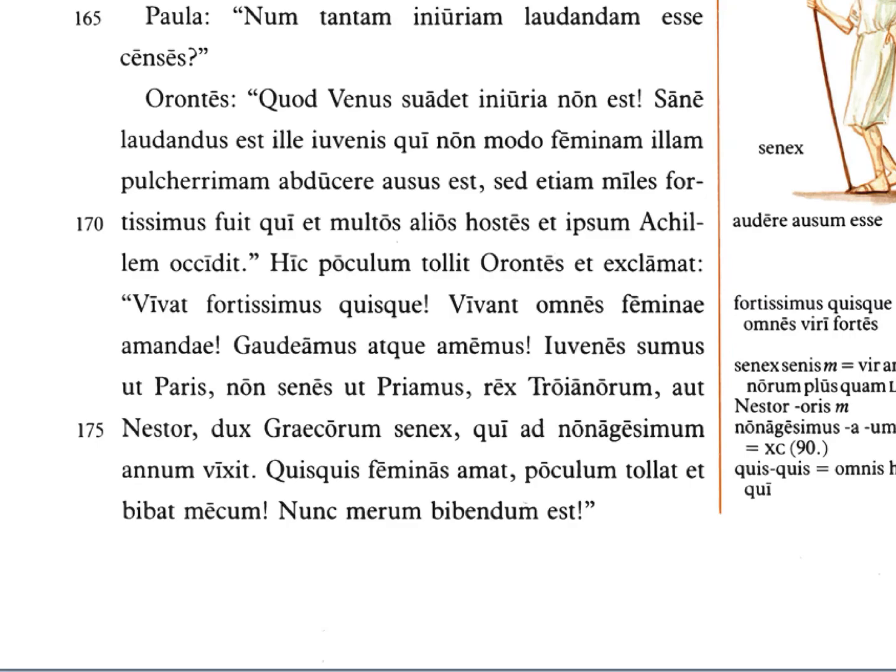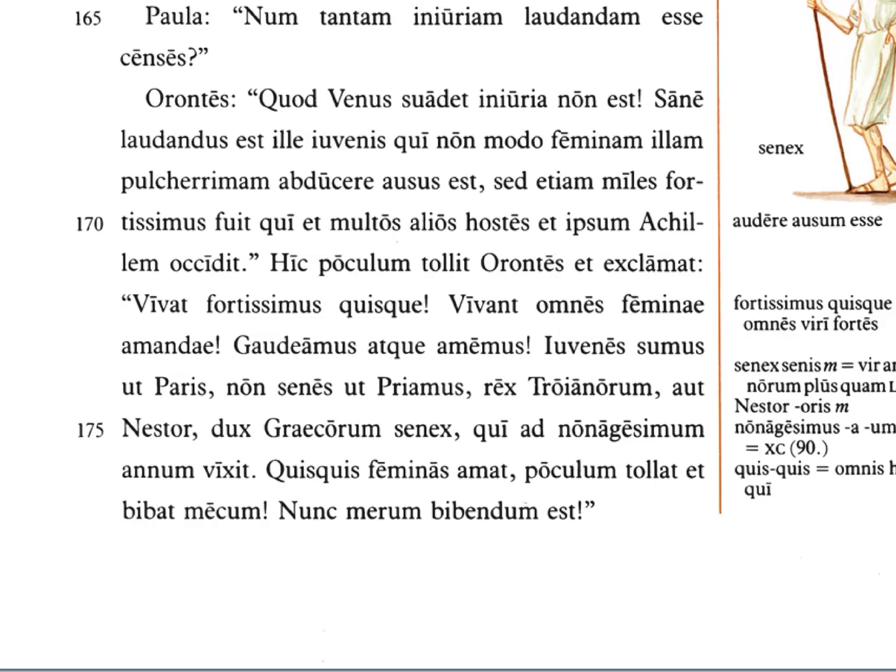Gaudeamus atque amemus. Let us rejoice or be happy, and let us love. Iuvenes sumus ut Paris. We're young men like Paris. Non senes ut Priamus rex Troianorum. Not old men like Priam, the king of the Trojans, aut Nestor, dux Graecorum senex, or Nestor, the old general of the Greeks, qui ad nonagesimum annum vixit, who lived to the 90th year. Quis feminas amat, whoever loves women, poculum tollat, let him raise a cup, et bibat mecum, and let him drink with me. Nunc merum bibendum est, now pure wine must be drunk.